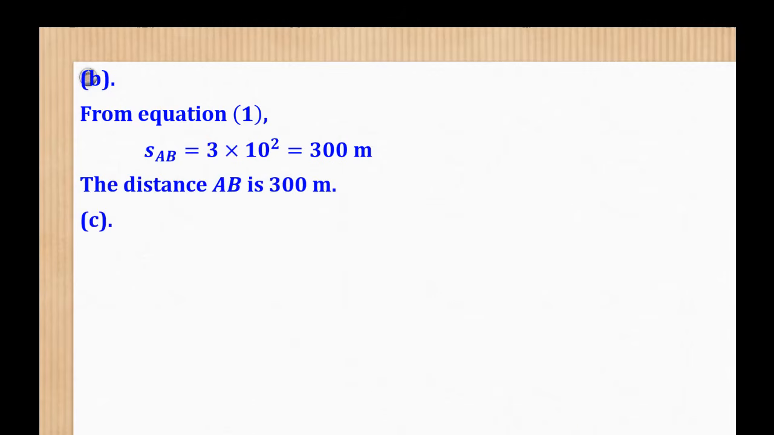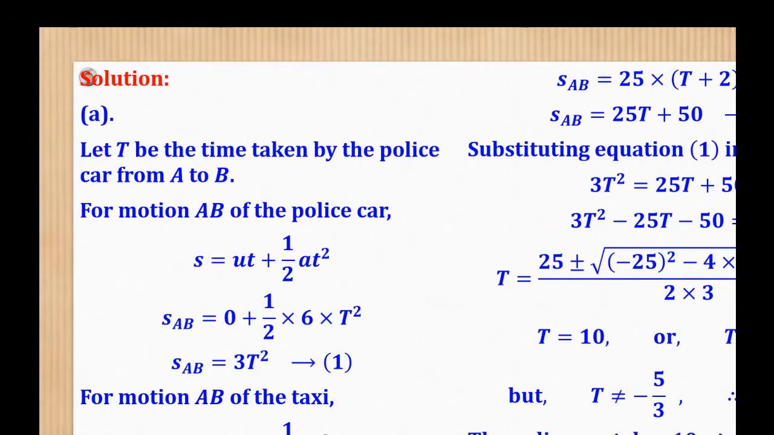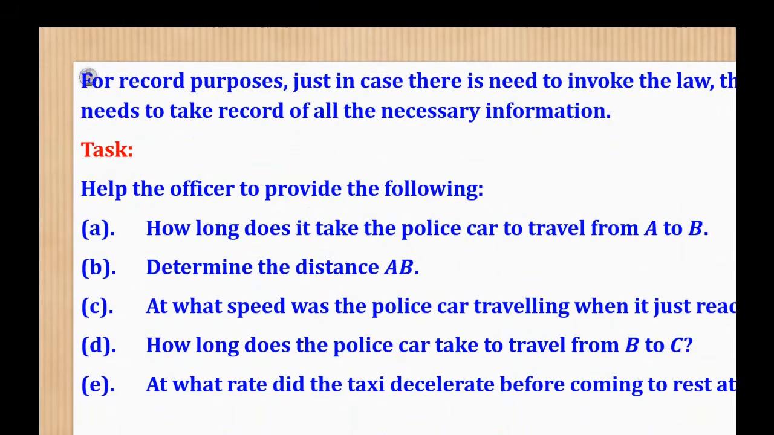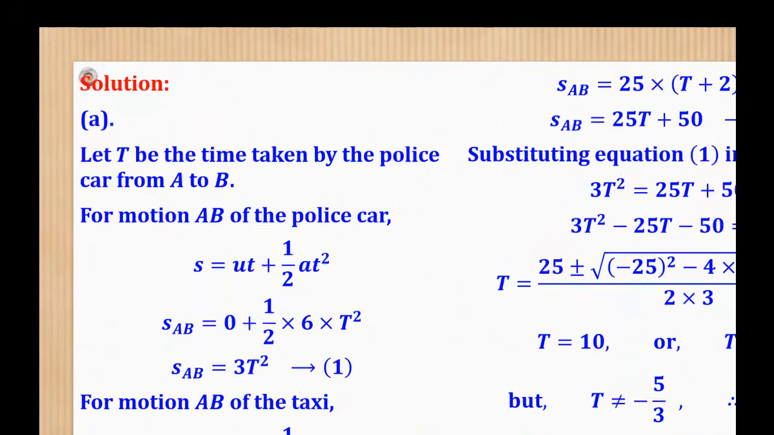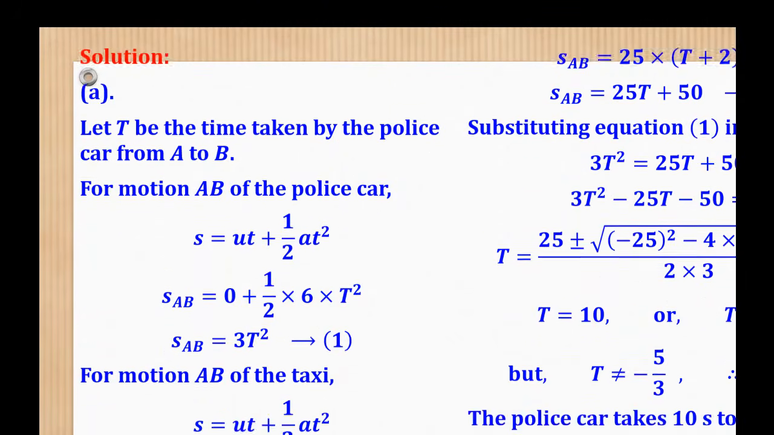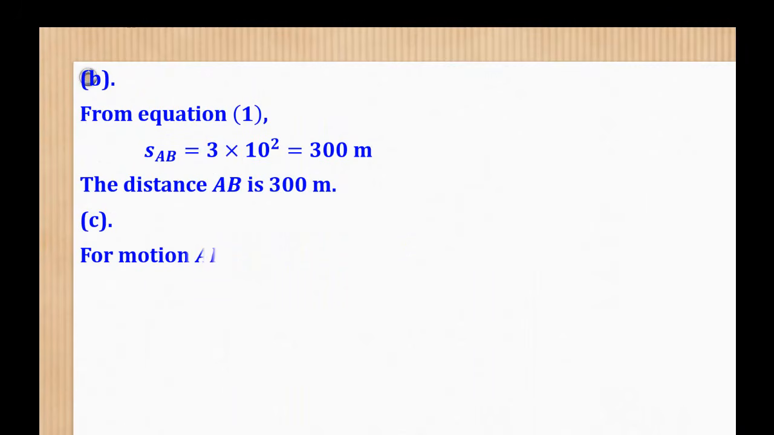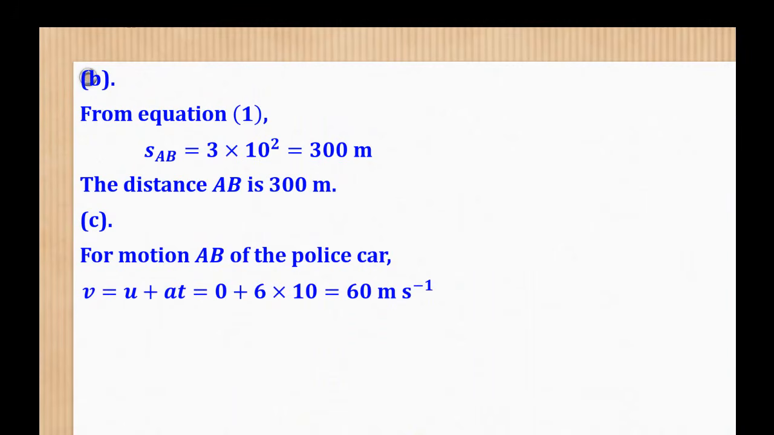Then part C, they asked for: at what speed was the police car traveling when it just reached B? So velocity of the police car at B. For motion AB of the police car, using the first equation of motion, U is 0, A is 6, and time of sprint is 10, so we get 60 as the velocity of the police car.